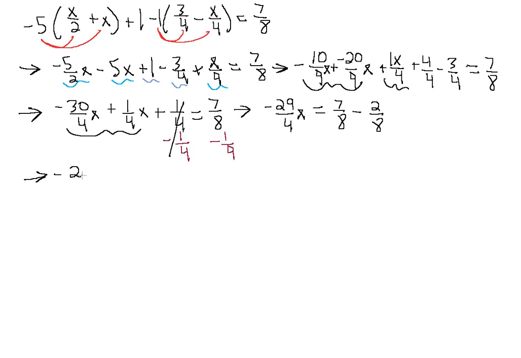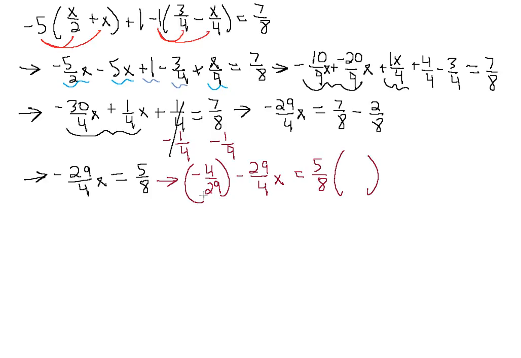We still have our minus 29 over 4x on the left. We can subtract these. 7 minus 2 is 5 over 8. And we just have one step left. We multiply by the negative reciprocal over here, so we just get a positive x by itself. So we multiply by minus 4 over 29. Multiply that to our minus 29 over 4x equals 5 over 8. We're going to multiply this side by the same reciprocal, the minus 4 over 29.